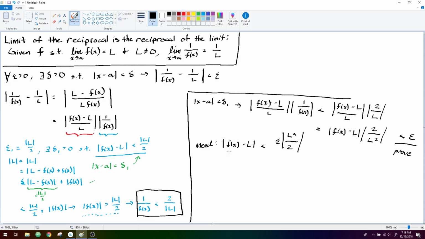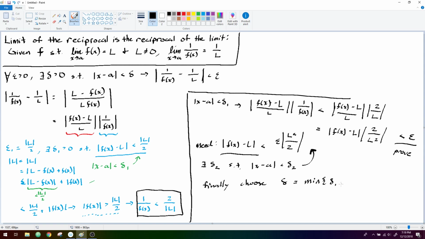But this f of x minus L is something that our limit tells us we can constrain, and we know that there exists a delta 2 such that x being within delta 2 of a guarantees this exact constraint. So finally, we choose delta to be the minimum.